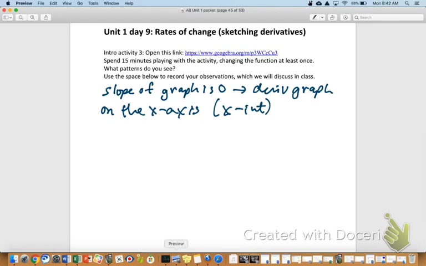I think there's a few others. What else could you observe from that little activity? That's a really important one. There's a couple of others.